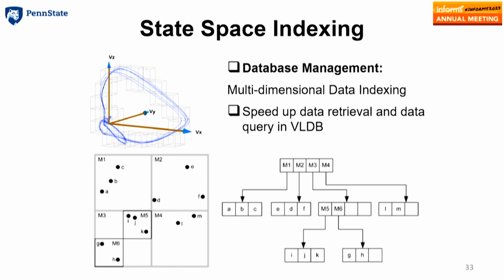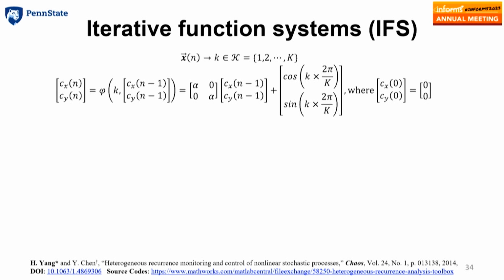Then we borrow an idea from database management, because they have multidimensional data indexing, which helps speed up data retrieval and data query in very large databases. And then we said, why not do the state space indexing using the R-tree, and then we can separate the state space into different areas, then we can mark them. After that, we can map each state, xn, into a k belonging to a set of areas in the state space. Then we do the iterative function system, that is, we give each state an address, cxn, cyn, which is based on the previous state, and also based on where they are. The k is where they are, which area in the state space they are.